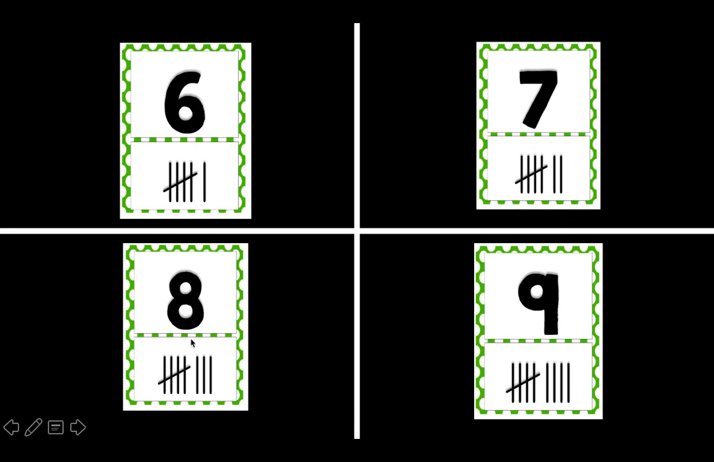For the number 8, I drew a group of 5 tallies and then 6, 7, 8. This is how you represent the number 8 using tally marks. And to represent the number 9, I drew a group of 5 tallies and then 6, 7, 8, 9. I counted on to get the number 9. This is 9 tally marks. You can pause the video and try drawing out 6, 7, 8, and 9 in tally marks.